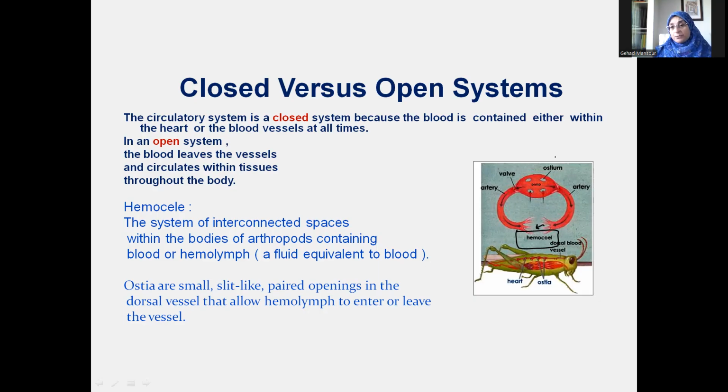And we have a big dorsal vessel here that contains paired slits or ostia. Of course, you don't have to know these details, but it's actually to have a look at the circulatory system in insects and to see that there is no actual pump like the heart in human beings, and that there are no capillaries to have a closed blood system.